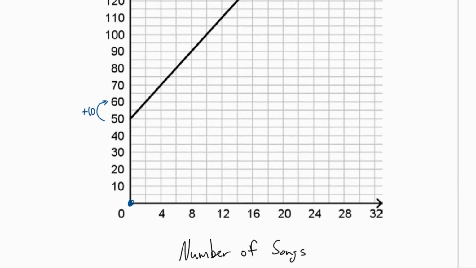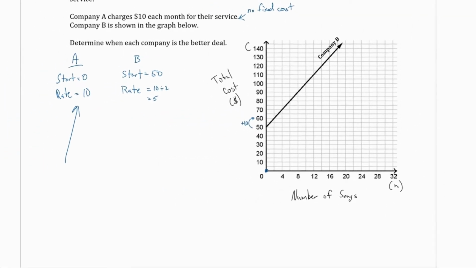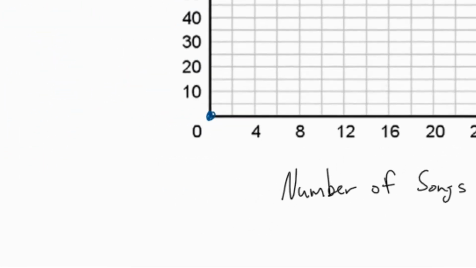And this one's going to be total cost. So I'll call this N, in dollars, and we'll call that capital C. Okay? And just in case we have to come up with equations or something like that.